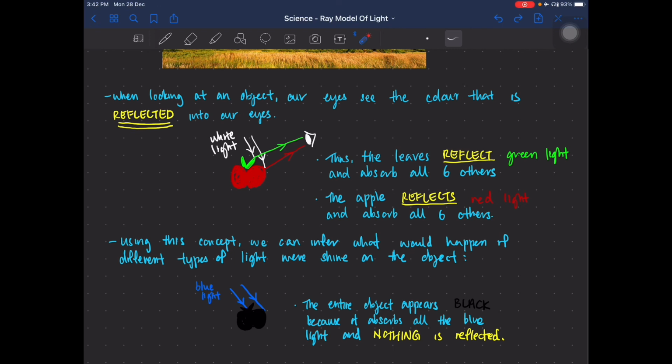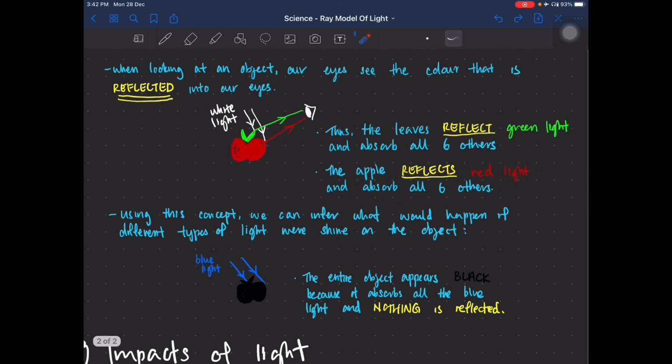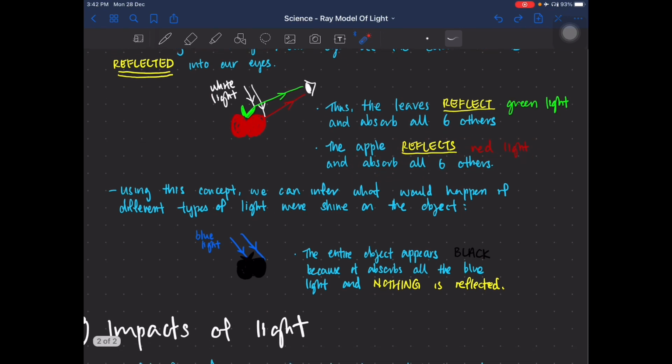So the leaves reflect the green light, that's why we see them as green, but all the other 6 colors of light are absorbed by the leaves. Likewise, the apple reflects the red light, that's why we see it as red, while all the other 6 colors are absorbed by the apple. So different objects, different types of substances, absorb and reflect different types of light.